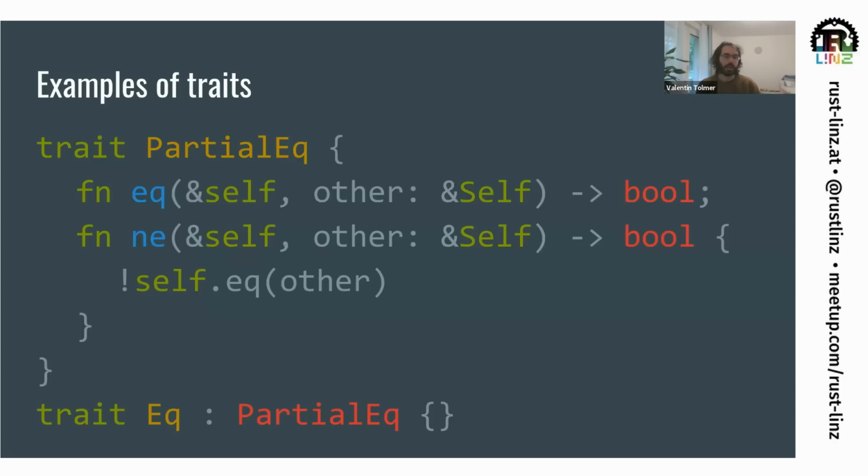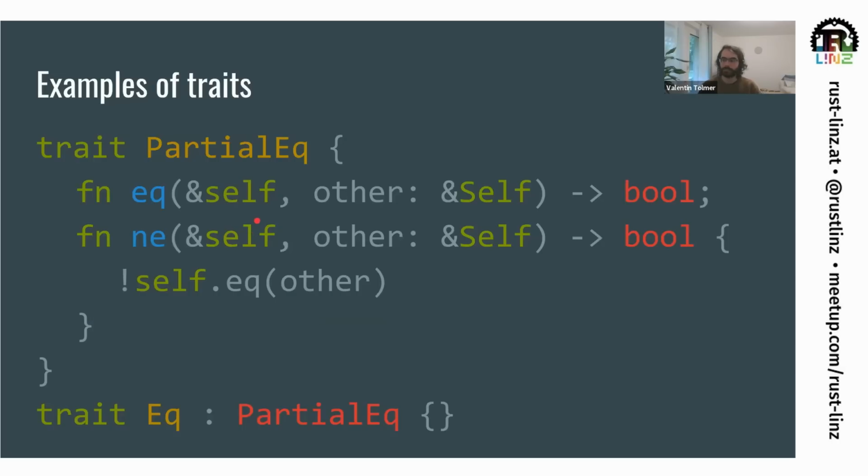So here I've copied a very simplified trait, PartialEq. So it has one unimplemented method, which is eq. So for equal, it takes the object and another object of the same type and returns a Boolean, whether it's true or false. And it gives you for free the function ne, not equal, which is by default implemented as the opposite of eq, of equal.